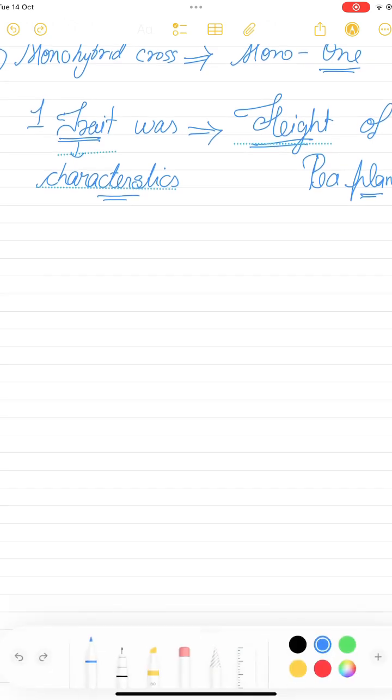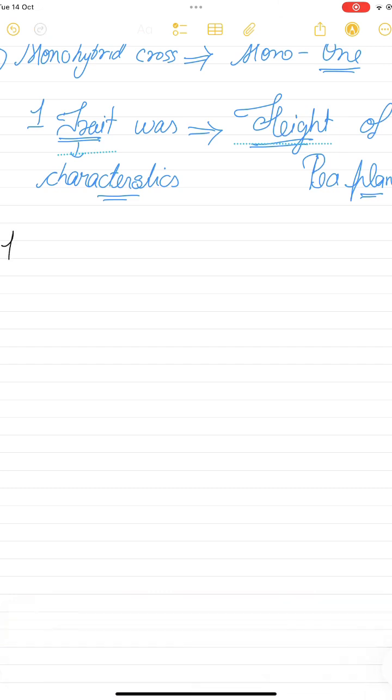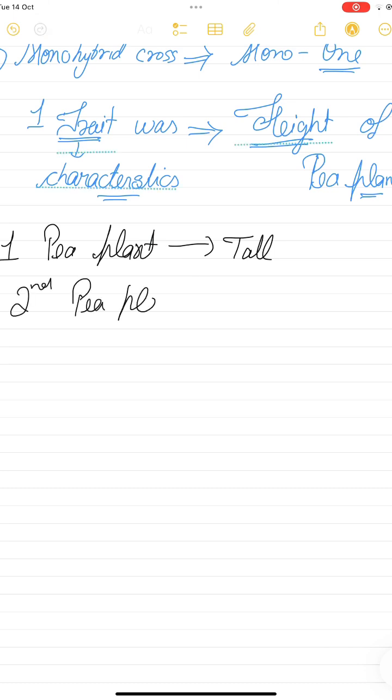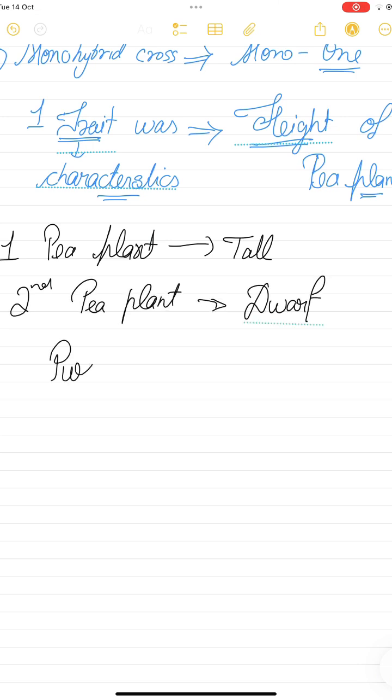As you know, now there are so many things available, but we are going to talk about the height of the pea plant. He took one pea plant of the pure tall trait. It means one whole pea plant was tall and one was dwarf. The characteristics were pure, not mixed.